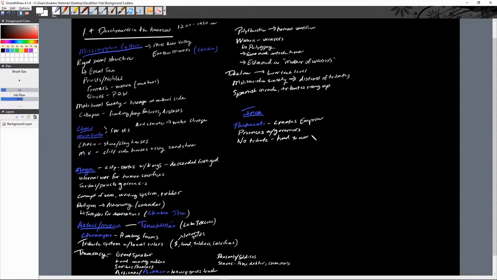Each male, was it 15 to 50, had to work for the government for a certain amount of time each year. Known as the Mita system, right? The system of labor, which will come into play later when the Spanish show up. And specifically what they're working on there is kind of like farming and road building, right? Kind of infrastructure stuff as well.